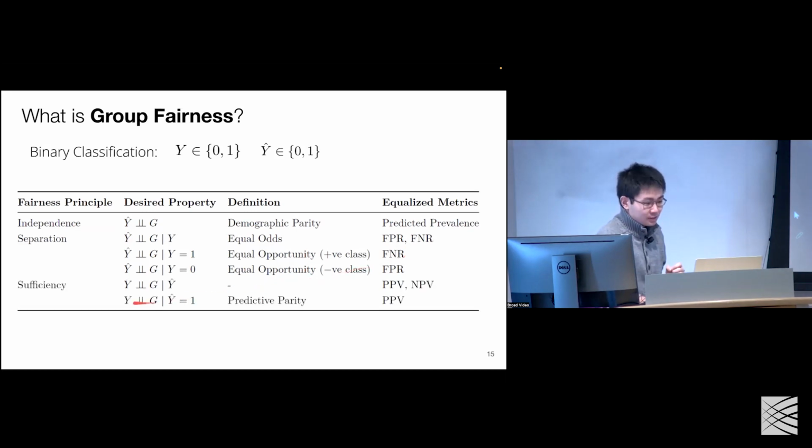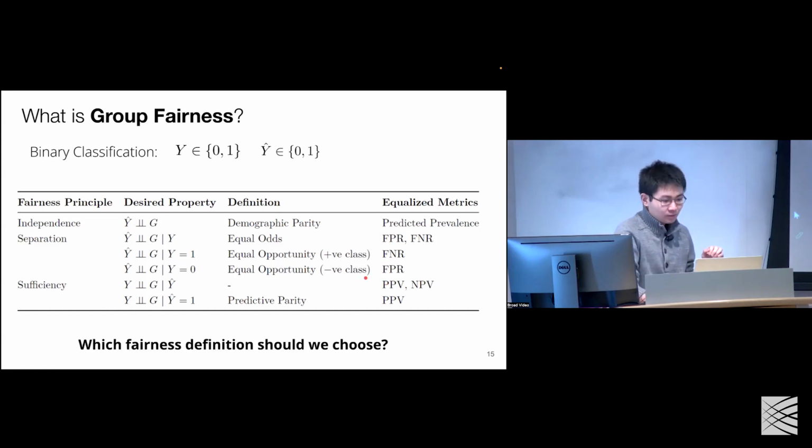And similarly, there's sufficiency, which can adapt to the same setting, which calls for equal precision and negative predicted value. So essentially, in the group fairness setting, in the binary classification setting, these definitions correspond to simply equalizing some trivial prediction error rate or some prediction metric of our model. Now the first question is, which of these definitions should we choose?